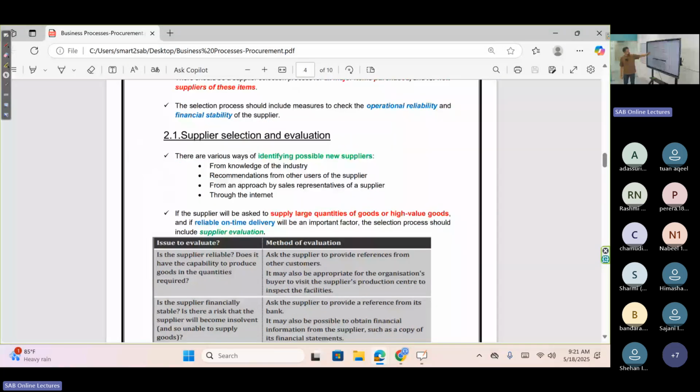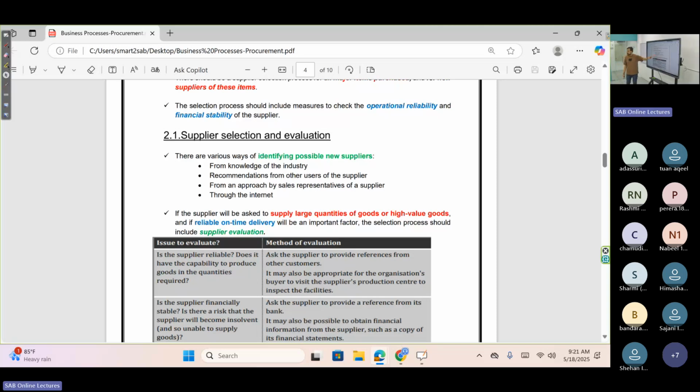How can you evaluate the supplier? How do we find a supplier? So that is simple: from knowledge of the industry, and recommendations from other users of suppliers. These are the straightforward things.